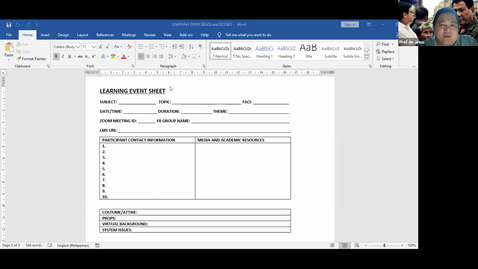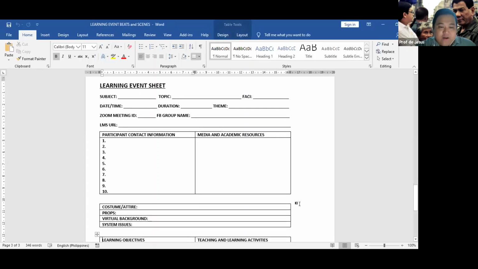So we have the participant contact information. We have the media and academic resources. You want to put links here. So be engaging. Make it fun. Do you need costumes? What attire should we be in? What props? What's the virtual background that everybody should share?